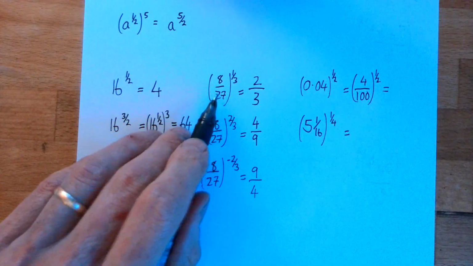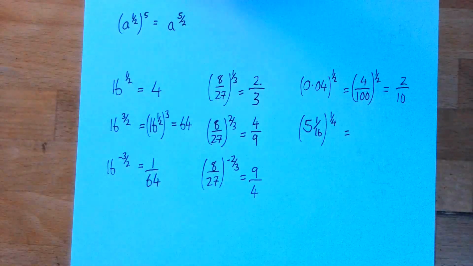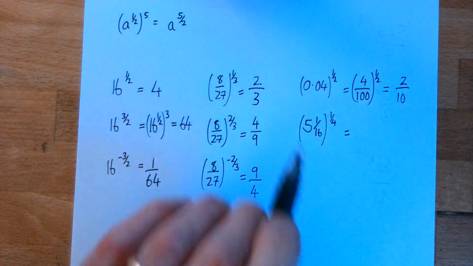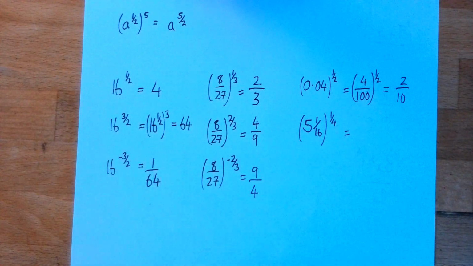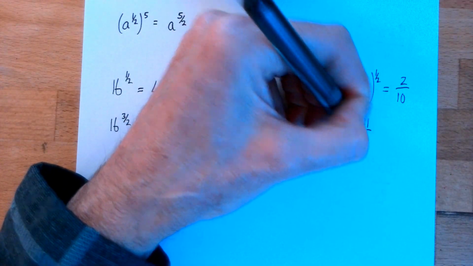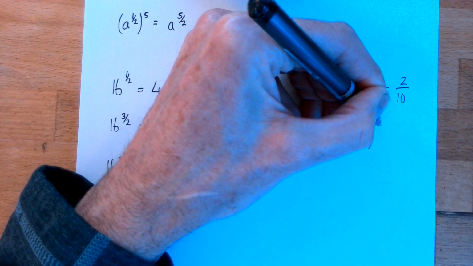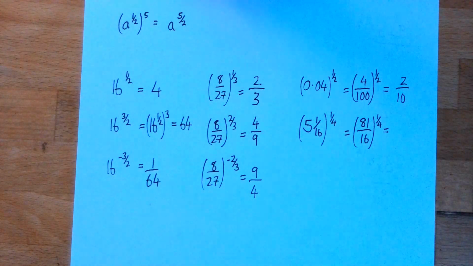And just like I do here, I can square root the top and the bottom separately. So 0.2, well done if you got that. And 5 and 1/16, probably easiest to write that as a top-heavy fraction to start with. So 5 whole ones is 80/16. 16/16 is 1 whole one, 5 whole ones is 80/16.